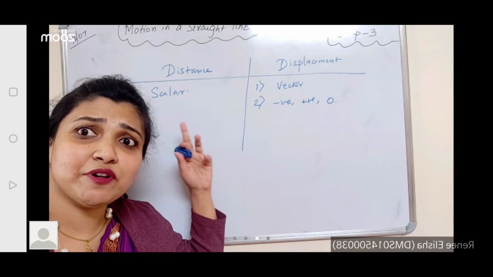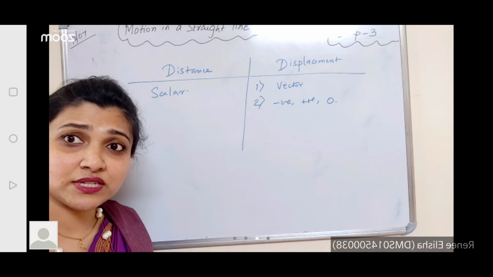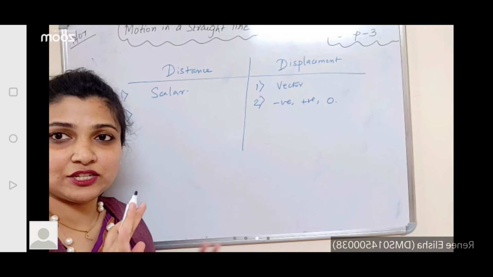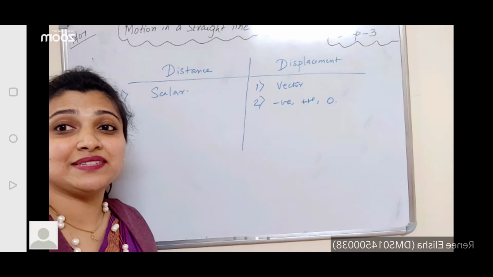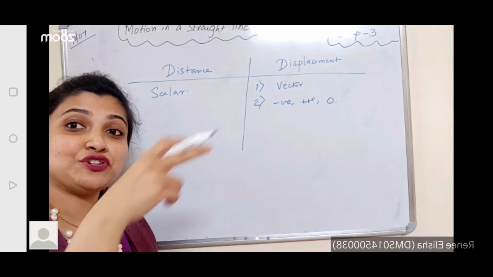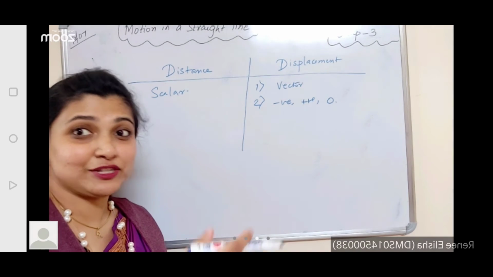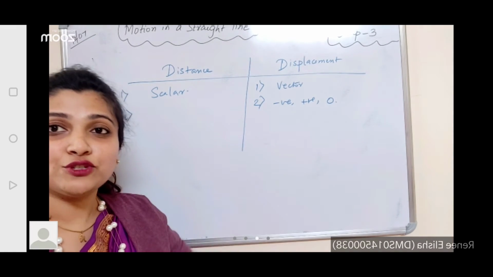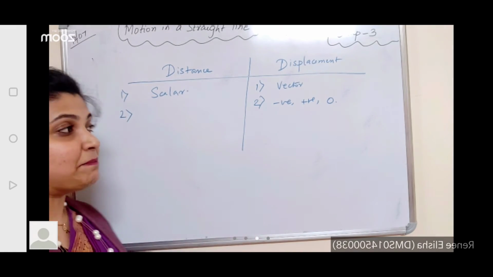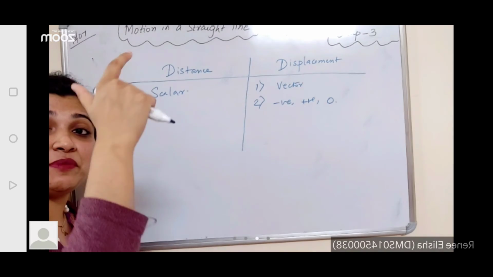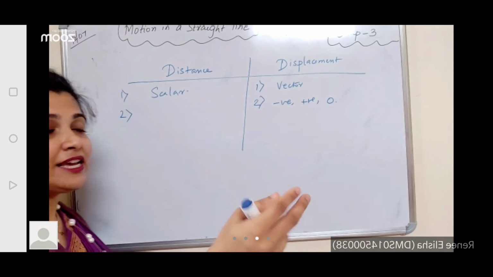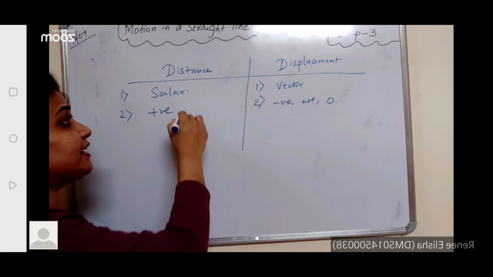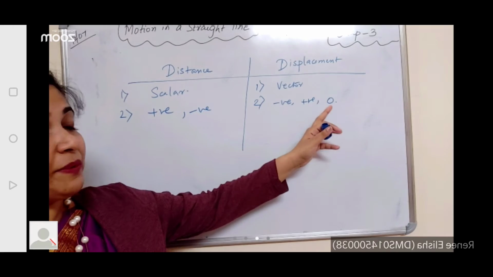Do you think distance can ever be zero? Do you think zero distance is there? It did not travel anything. So distance can never be zero. Velocity can be zero. If it's not traveling anywhere, velocity is zero. But distance will only be measured once it starts traveling, right? So distance can never be zero. But displacement can be positive, it can be negative, it can be zero.